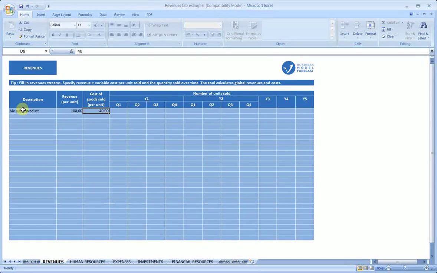In this cost of goods sold you have to include only materials and all external services you need to sell these units. This is pretty much all direct costs. Don't include revenue costs from human resources, expenses or investments.